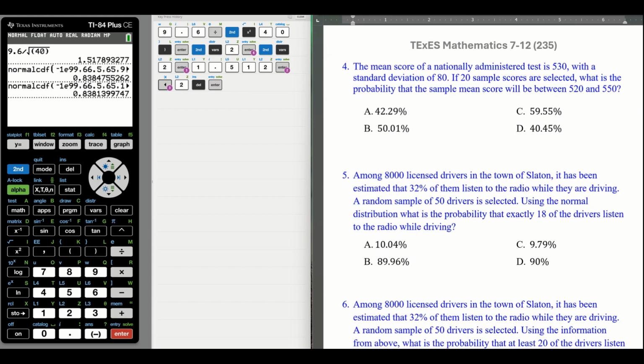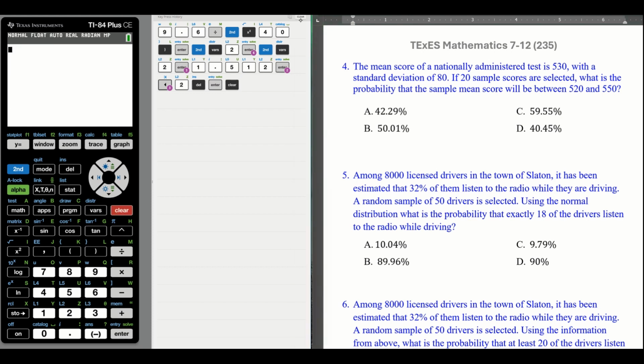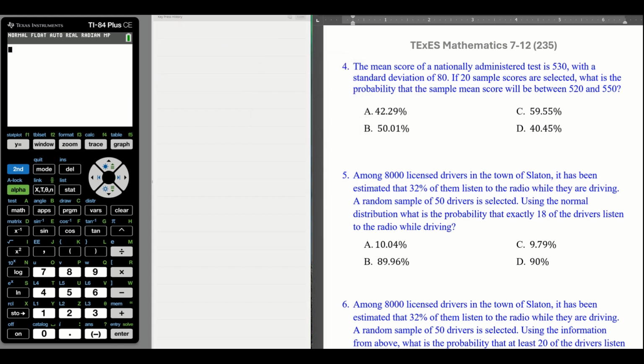Number 4. The mean score of a nationally administered test is 530 with a standard deviation of 80. If 20 sample scores are selected, what is the probability that the sample mean score will be between 520 and 550? Okay, let's get rid of all this stuff we were doing here. Okay, clear all that out. Okay, what do we have?